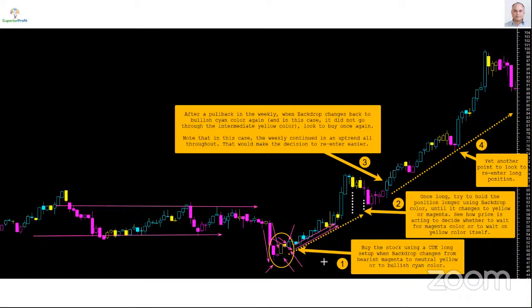Point one is buy the stock using go with flow setup, or not go with flow, using some long trade setup on daily interval when backdrop changes from magenta to yellow to cyan. You may take it using yellow color also, depending on the trade setup we are using. Remember, box setup allows us to take a long trade if weekly is yellow. Headwind also allows us to take a long trade if weekly is yellow. Go with flow does not allow. So for go with flow, you would wait for the cyan color. For box, headwind, we could take with the yellow color.